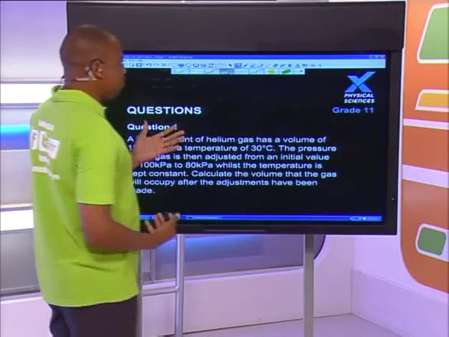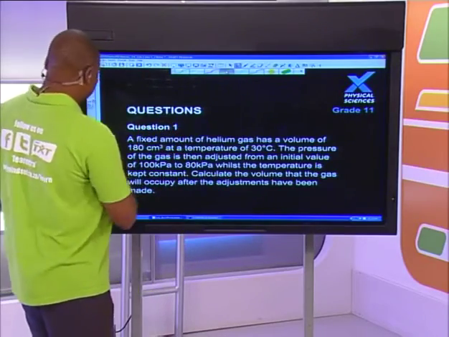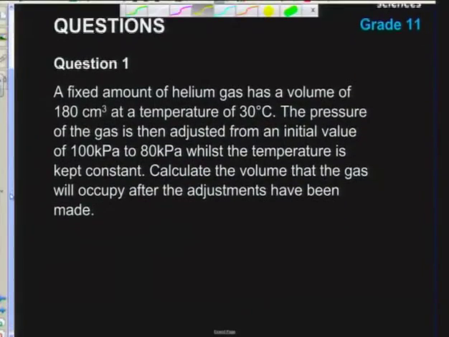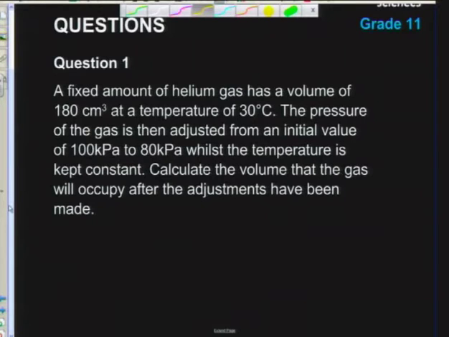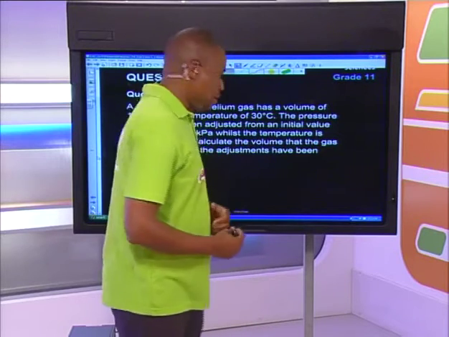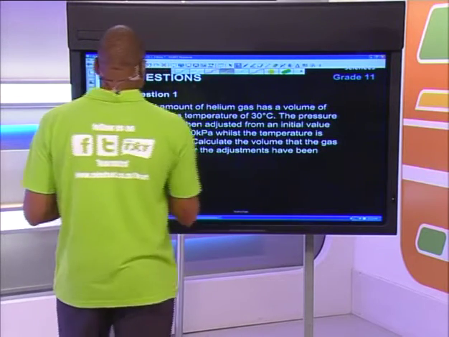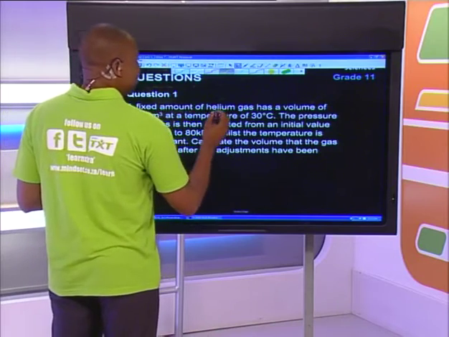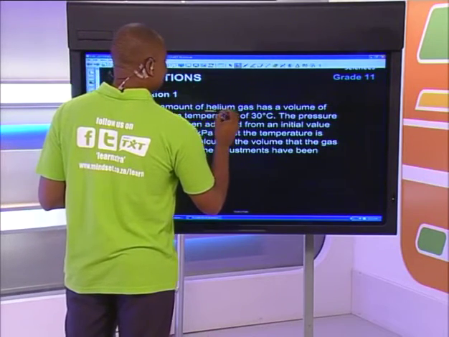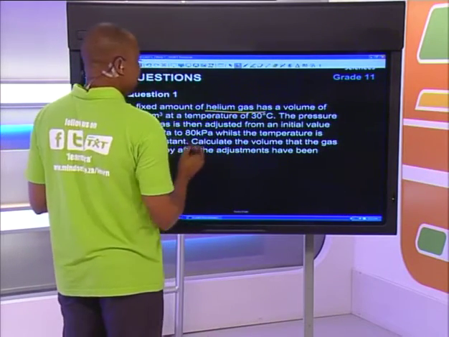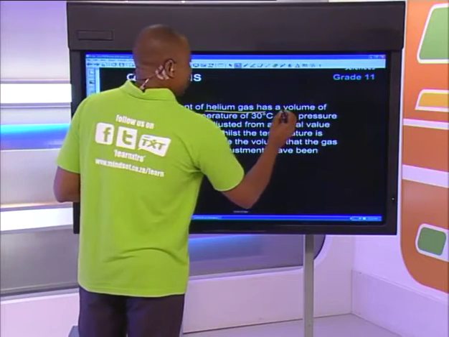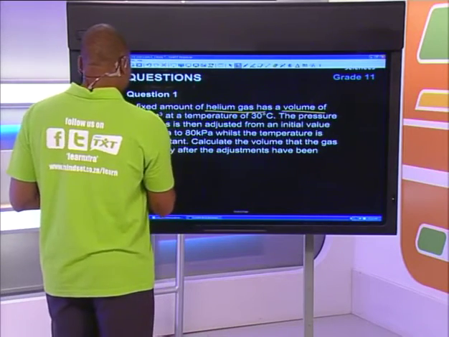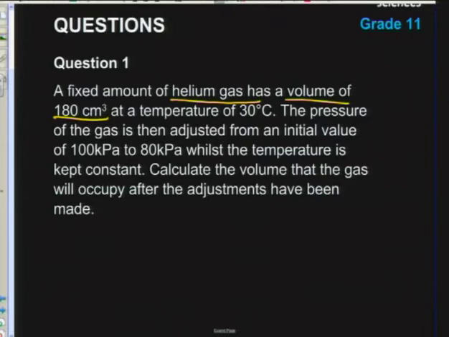Before we get there, we've got a question here which is based on Boyle's Law, like I've explained. Let's take a look at it and see if we can use what we understand now to come up with a way of solving this problem. It says here, a fixed amount of helium gas. So we're talking about a gas here. It is fixed. It has got a volume of 180 cubic centimeters.